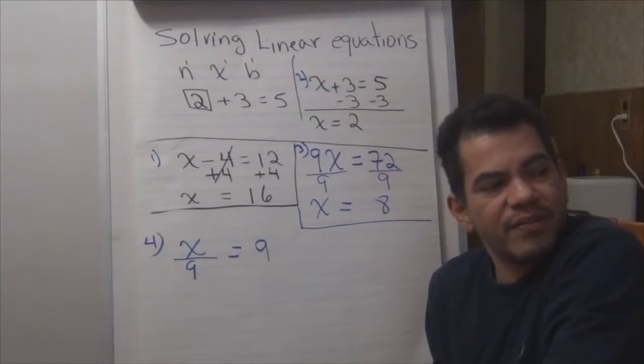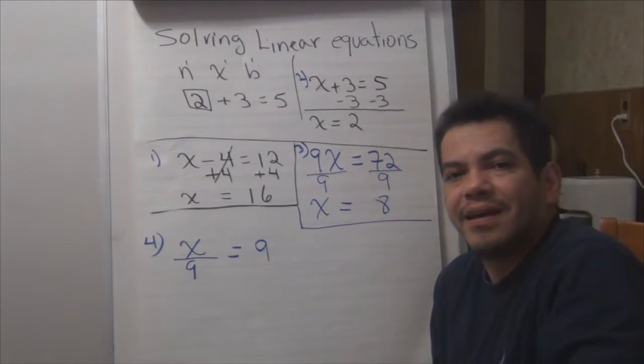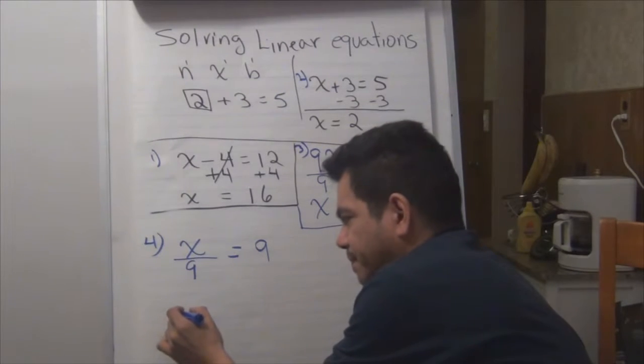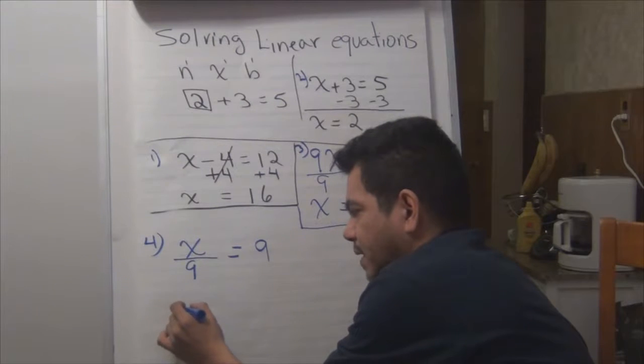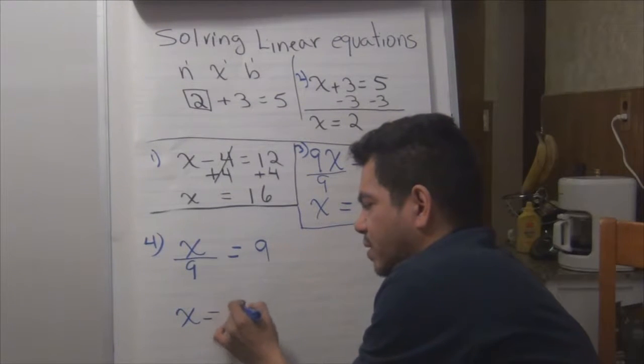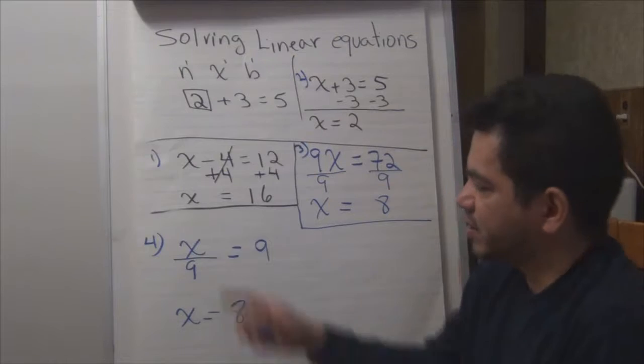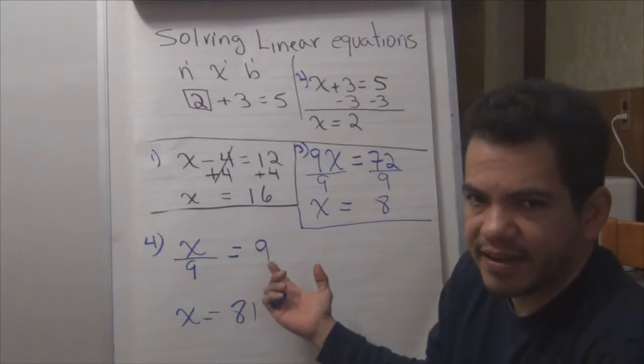Right. What number divided by 9 is 9? The number is 81. Look, x is going to equal 81, because 81 divided by 9 is 9.